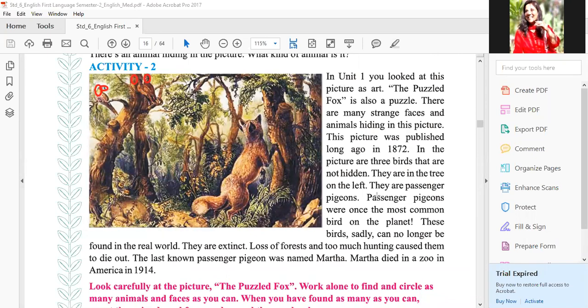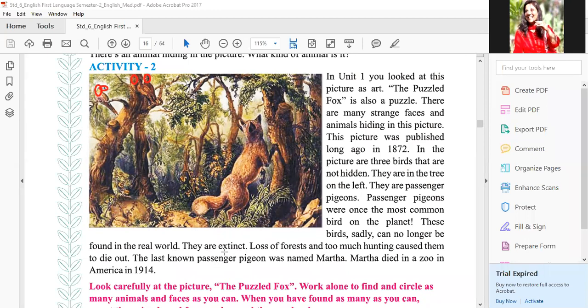Passenger pigeons were once the most common bird on the planet. अब ये पैसेंजर पिजन्स जो थे ना, वो बहुत कॉमन थे अपनी प्लैनेट में, अर्थ पे बहुत कॉमन थे, बहुत ज्यादा दिखाई देते थे. These birds sadly can no longer be found in the real world. और अब ये बर्ड्स पैसेंजर पिजन्स जो है वो आजकल दिखाई नहीं देते. तो कहाँ चले गए भाई ये पैसेंजर पिजन्स, कहाँ चले गए? दे आर एक्सटिंक्ट.